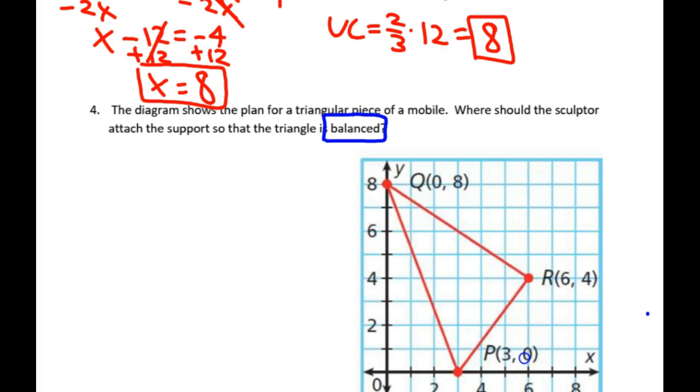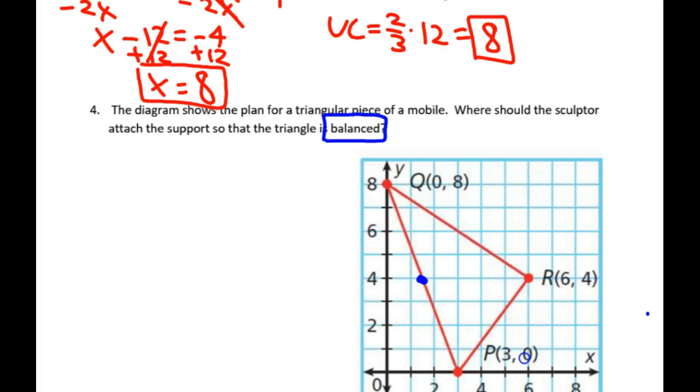1.5, right? And then if I'm trying to find the middle between 0 and 8, that's 4, right? Half of 8 is 4. So if I go over 1.5 up 4, there's my midpoint. It's half of the X's and half of the Y's. Boom. Let's try that over here with P to R.